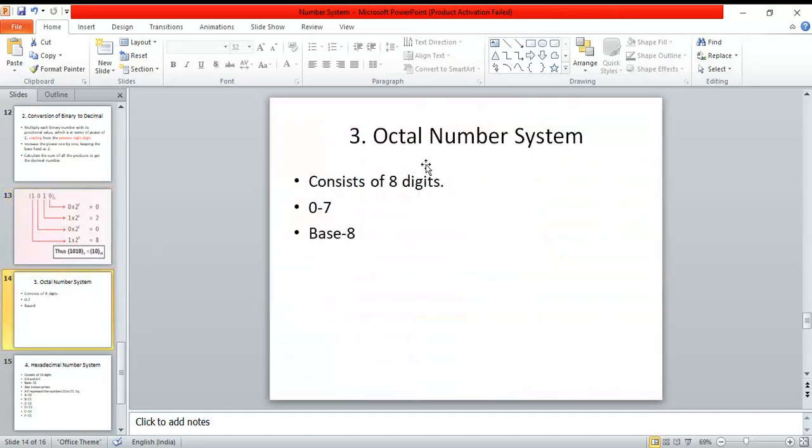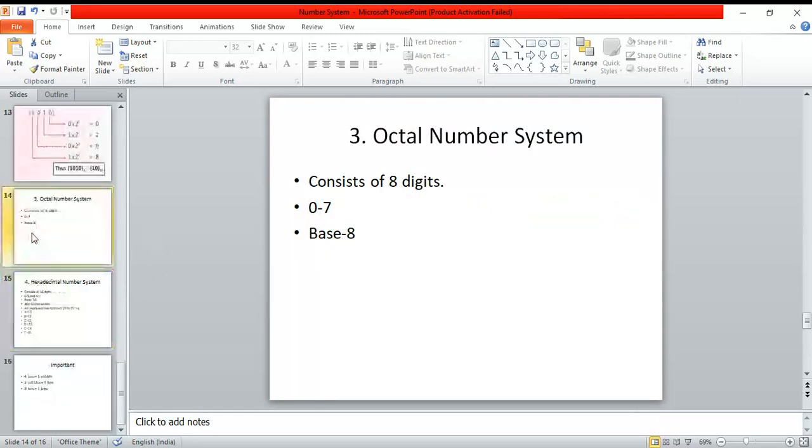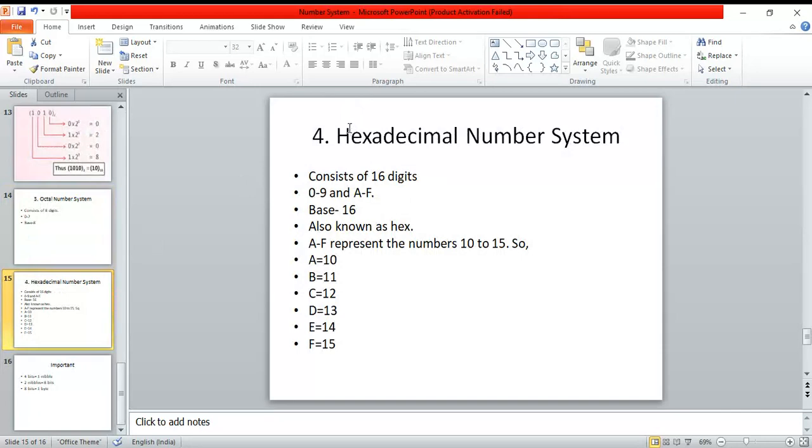Octal number system consists of 8 digits, 0 to 7, and the base is 8. Hexadecimal number system consists of 16 digits from 0 to 9 and alphabets A to F. The base is 16 and this system is also known as hex. Now A to F represent the numbers 10 to 15. So A is 10, B is 11, C is 12, D is 13, E is 14 and F is 15.